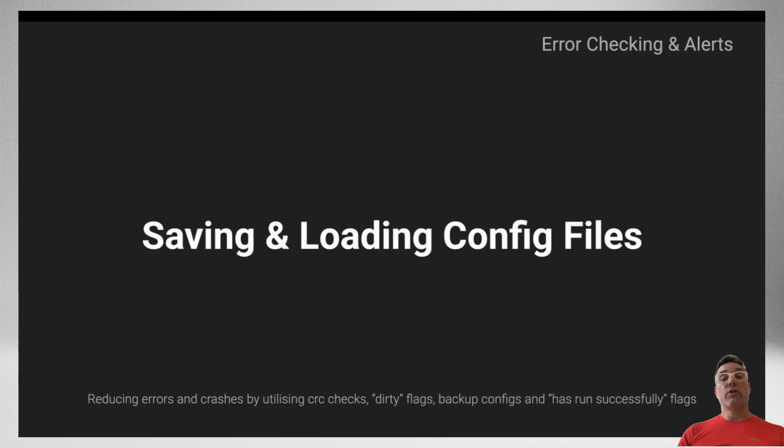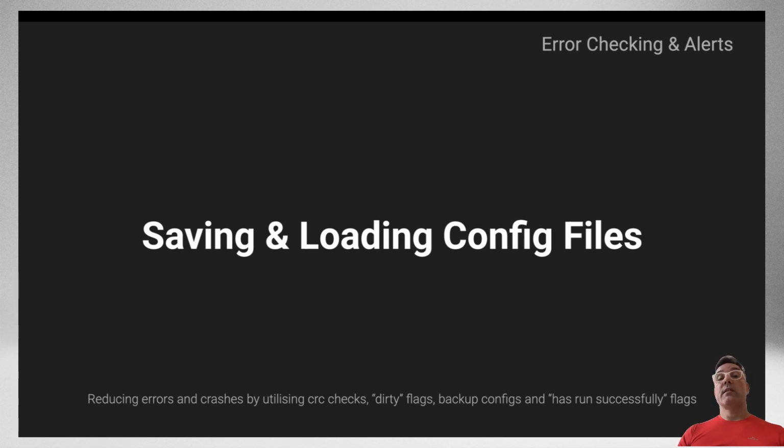RetroArch stores an awful lot of data in various config or preference files. I think I'm right in saying that each core has its own configuration file, and RetroArch has at least one of its own, if not several. And so the summary of the proposals really here is finding ways, and I haven't dug deep into exactly how everything is done on saving and loading config files at the moment. So maybe some of these things are done already.